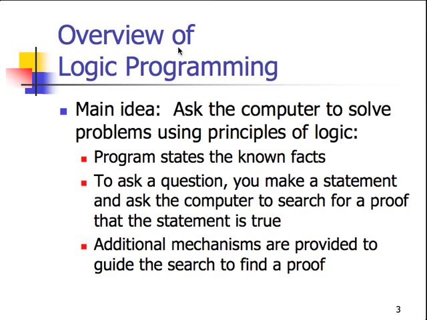So the program states the known facts. So you ask it a question, you make a statement about the computer, or about the search, or about the proof, and Prolog will come back and say true or false. See, Scheme doesn't come back and say true or false. Scheme comes back and says 9. You know, if you put factorial something in there, it comes back with an answer for you. Prolog is yes, no, or true or false, depending upon the version of Prolog that you're working with.